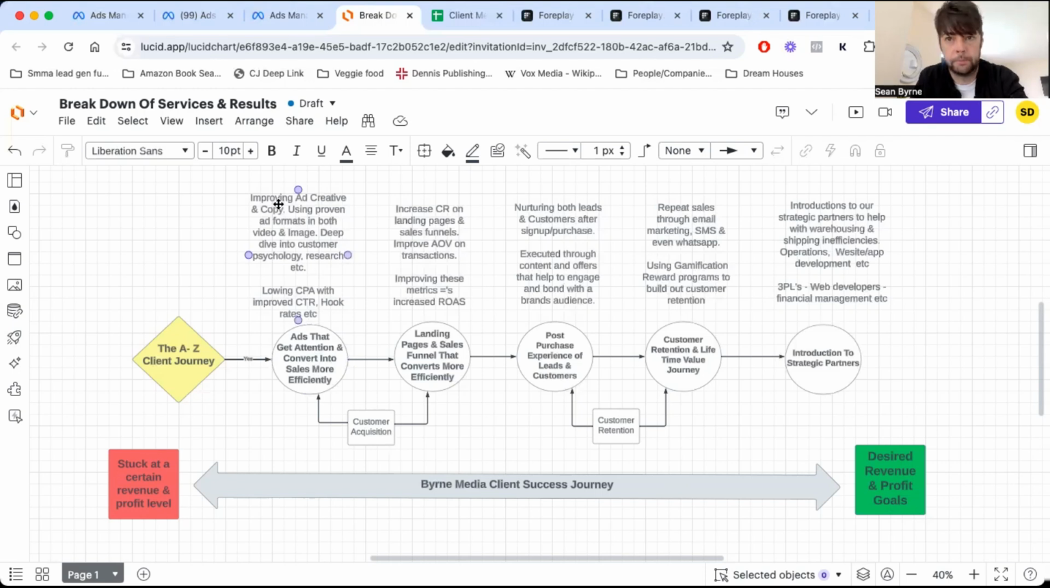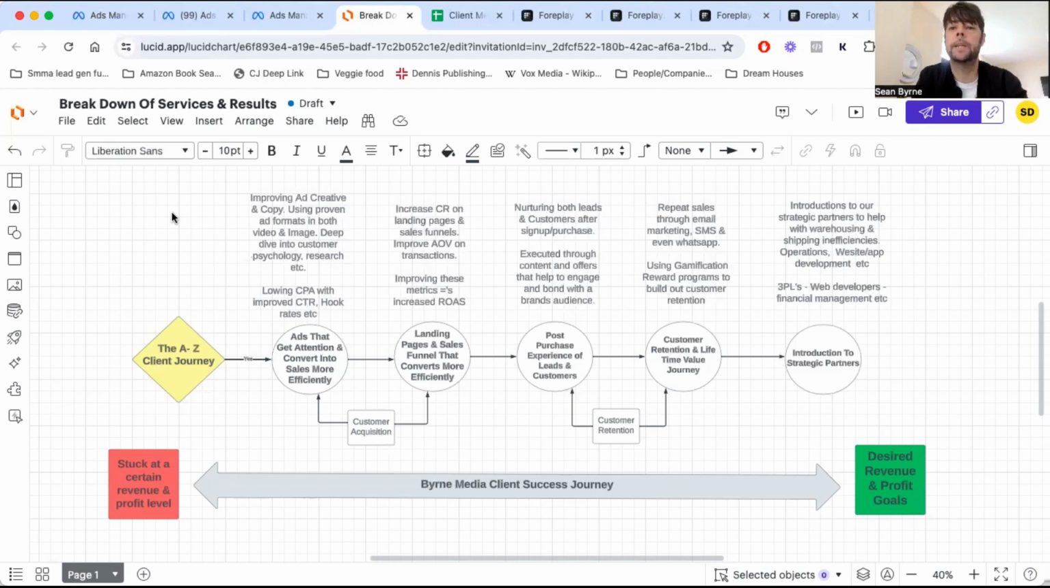Okay, so as I mentioned previously, we need to be improving the ad copy and creative using proven formats, which I'm going to share with you a little later. Both video, image, even carousel ads as well, of course, on social media.